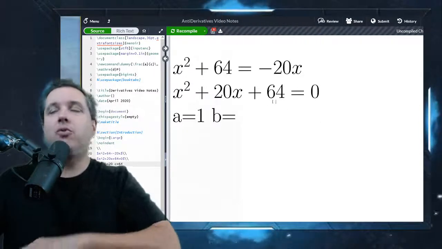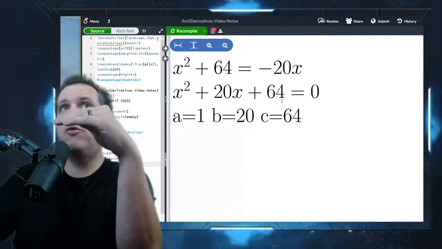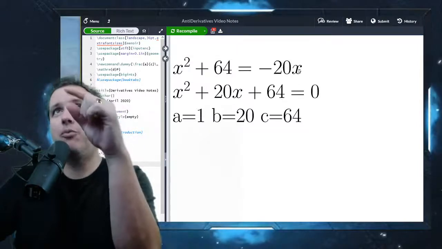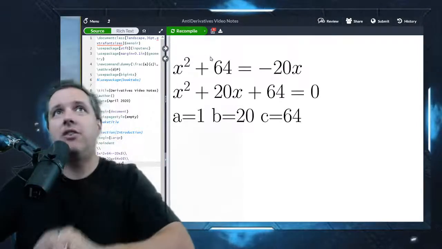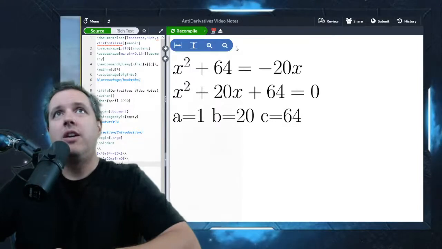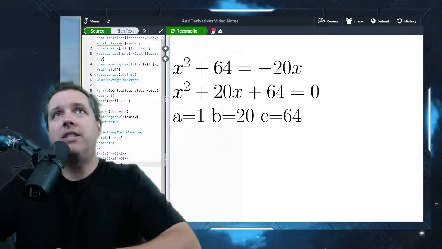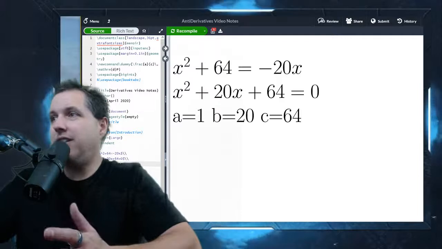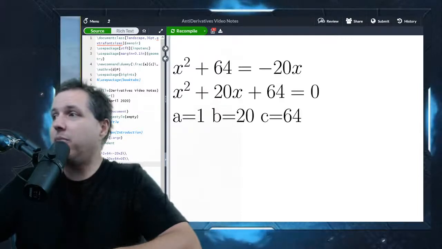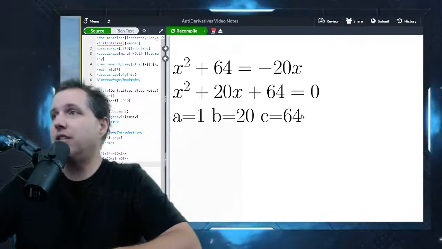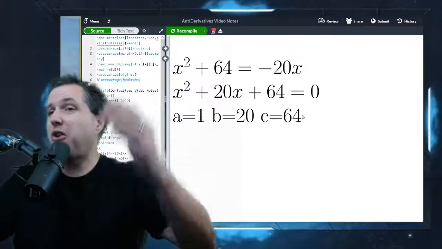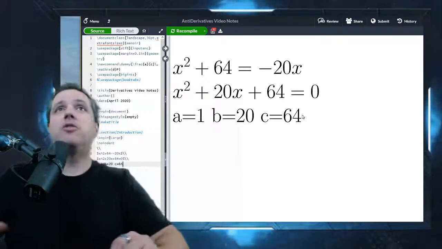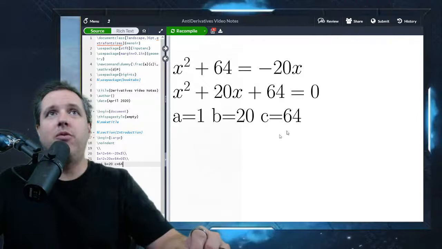I'll see students who are really good with actually doing the quadratic formula, but they'll forget this first step we did to get 0 on one side. They'll say A is 1, B is negative 20, and C is 64. And then that one negative is enough to make the problem completely useless. And when you finally figure it out, you have to start over and do it all from scratch. So be careful about putting them in the right form first.